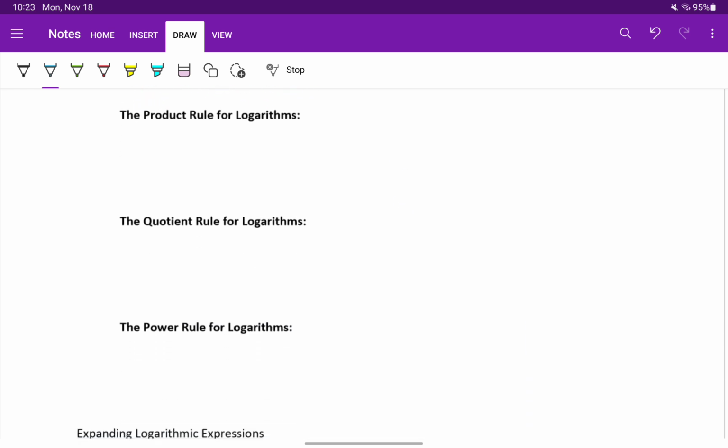We also have a product rule for logarithms, which tells us that if we're taking the log base b of the product of two expressions, m times n, we can expand this out or rewrite it as the log base b of m plus the log base b of n. So when we have multiplication happening inside of a logarithm, we can expand that out by taking the log of those individual factors and adding those results together.